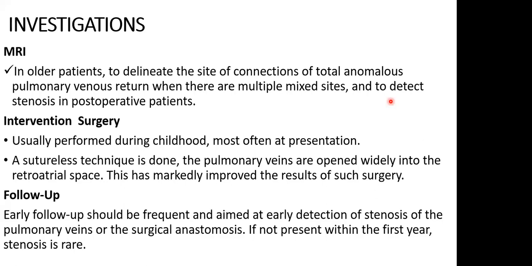And then it can detect stenosis in post-operative patients. Then intervention surgery usually is performed during childhood and most often at presentation. So normally what we do is a sutureless technique. That's what is actually done in this case, where the pulmonary vein is opened widely into the retroatrial space. This has markedly improved the results of such procedures. So basically, the pulmonary venous drainage will now be diverted from the right atrium down into the retroatrial space, and this has been said to yield a good result thereafter.